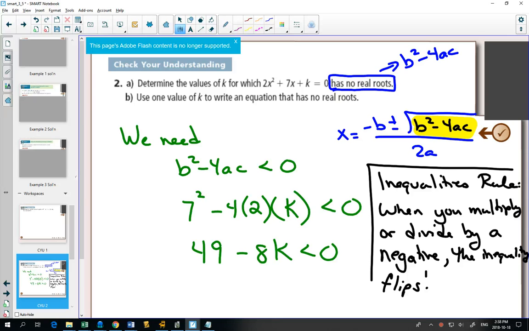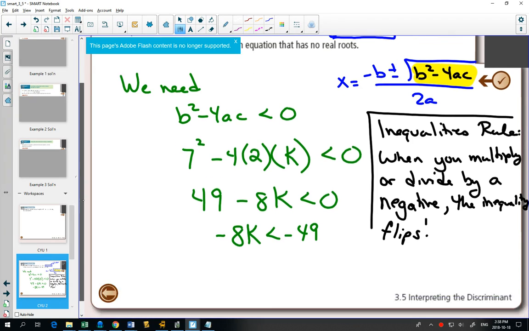In this case, what could I do next? I can move the 49 over, okay, by subtracting 49 on both sides. If I were to do that, do I flip my sign? I dealt with a negative, but I subtracted. Sign stays the same. My special rule doesn't come into effect.